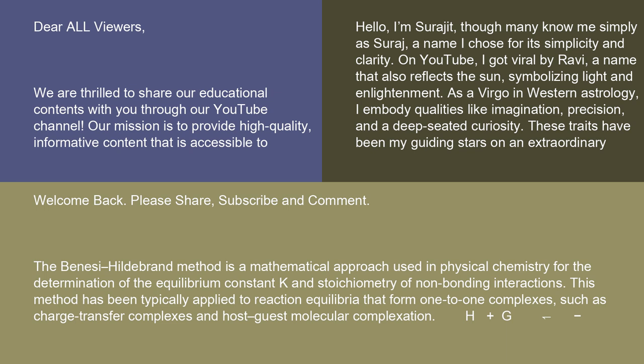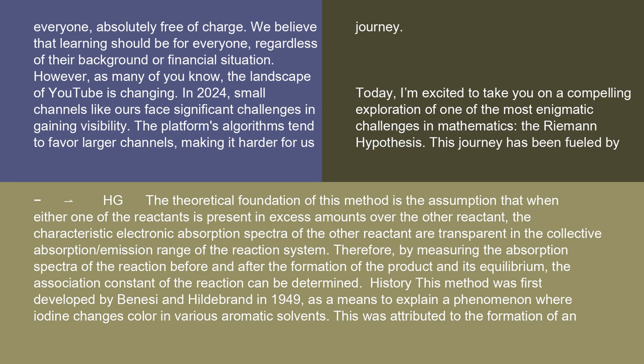The Benesi-Hildebrand method is a mathematical approach used in physical chemistry for the determination of the equilibrium constant K and stoichiometry of non-bonding interactions. This method has been typically applied to reaction equilibria that form one-to-one complexes, such as charge transfer complexes and host-guest molecular complexation. H plus G gives HG.